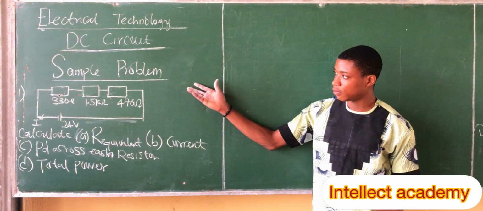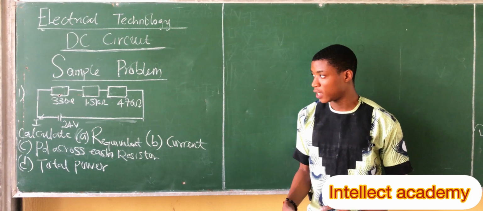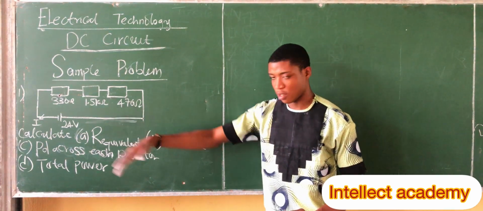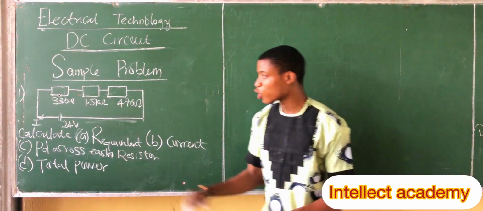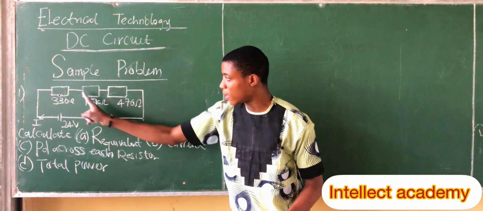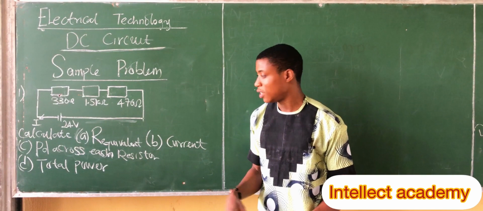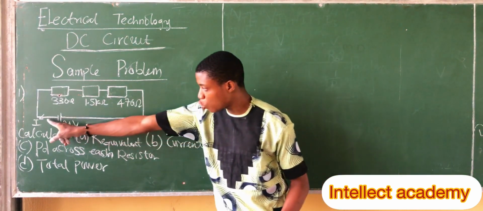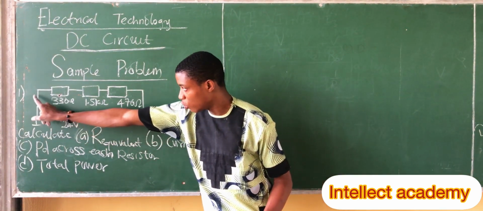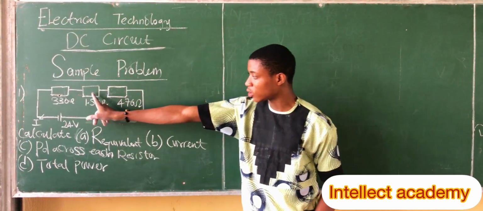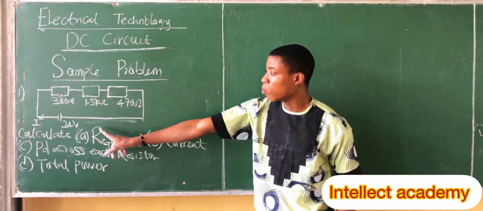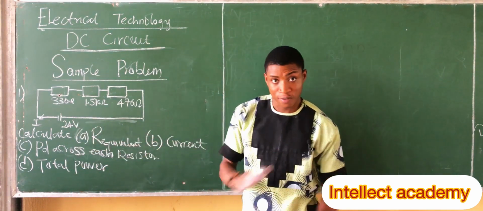Okay, now we have a sample problem on the board involving a circuit that is, of course, a series circuit. How do you know it's a series circuit? Because they are connected side by side. And the emphasis is on the current flows from here to this point. So you're seeing the current at this point is equal to the current at this point, which is also equal to the current at this point. But the voltages are different.